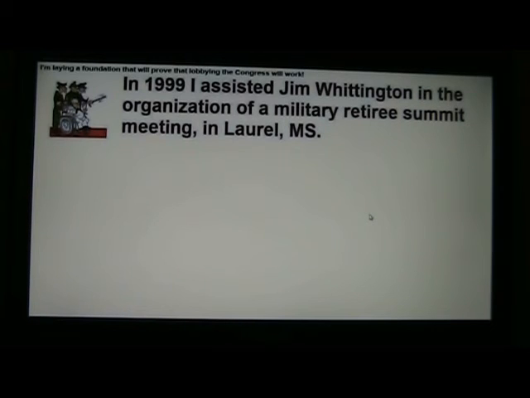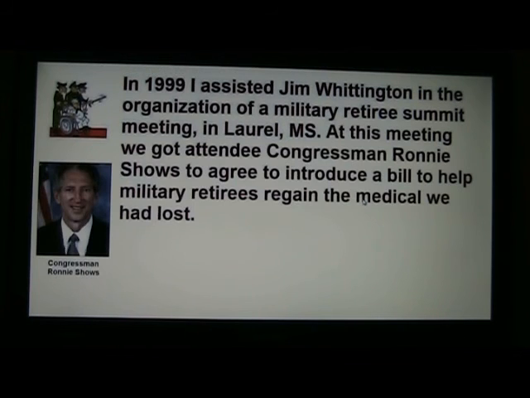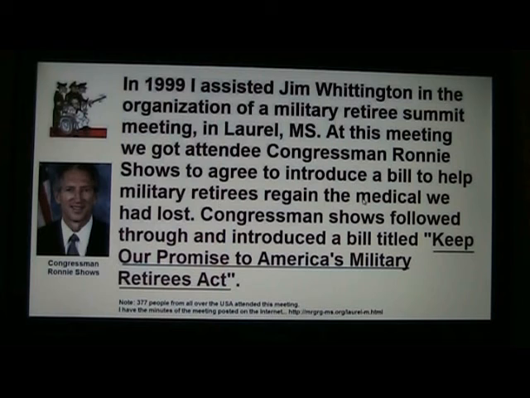In 1999, I assisted Jim Whittington in the organization of a military retiree summit meeting in Laurel, Mississippi. At this meeting, we got attendee Congressman Ronnie Shows to agree to introduce a bill to help military retirees regain the medical care we had lost. Congressman Shows followed through and introduced a bill titled Keep Our Promises to America's Military Retirees Act.